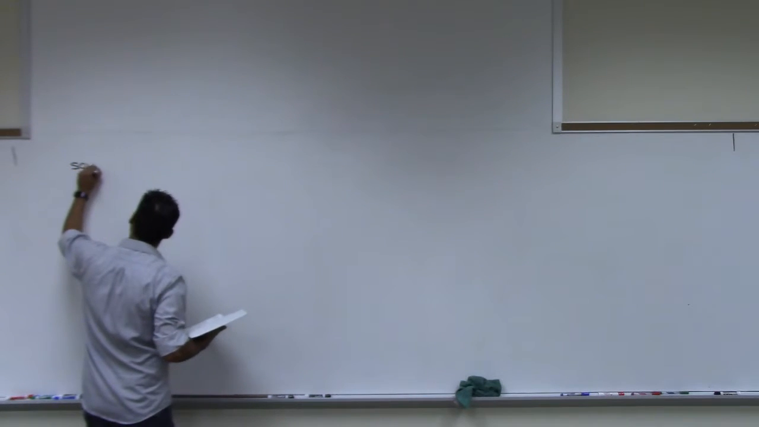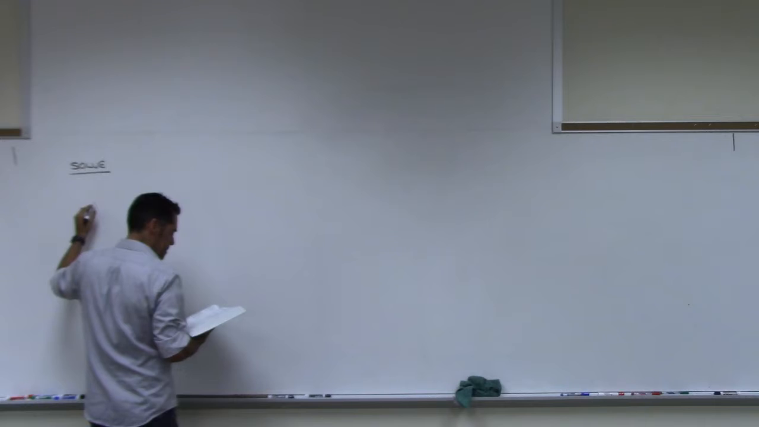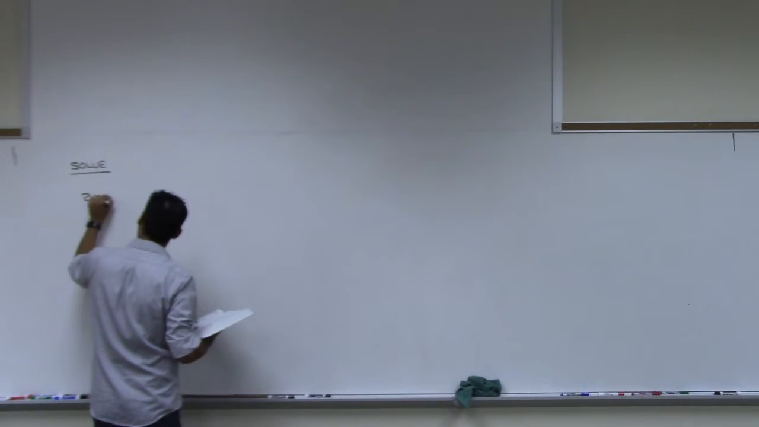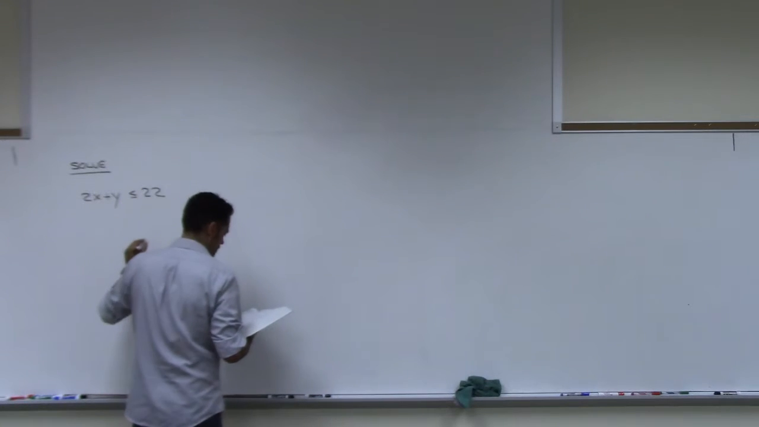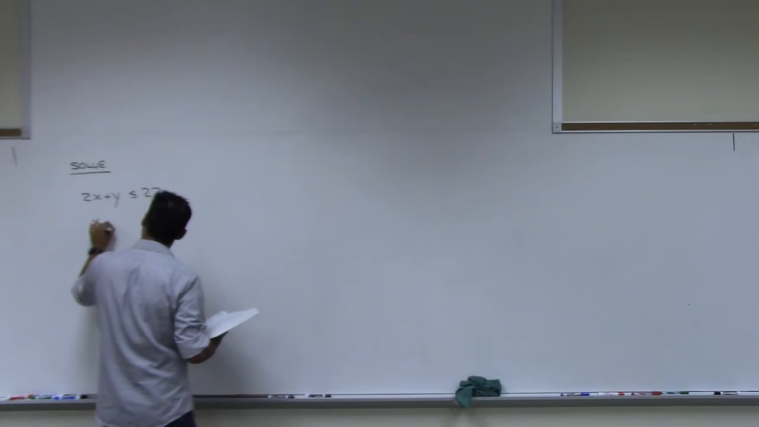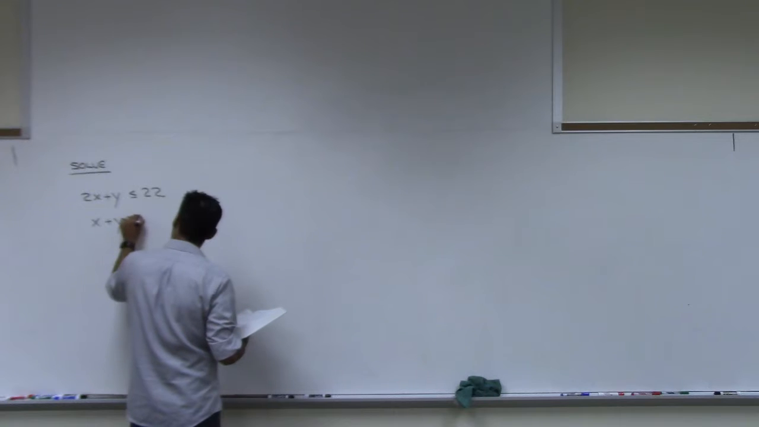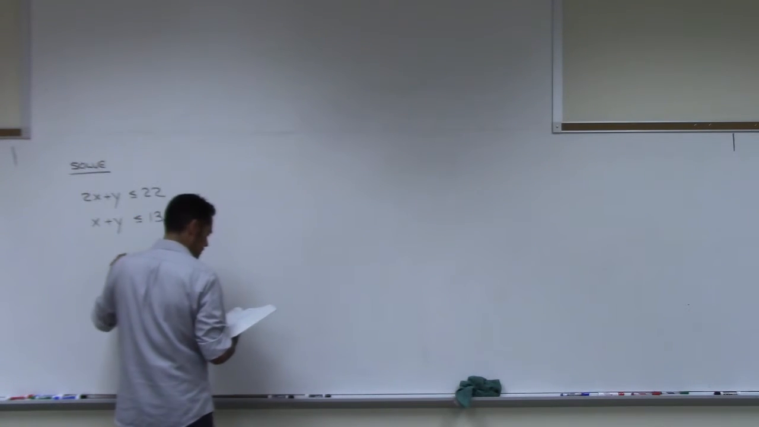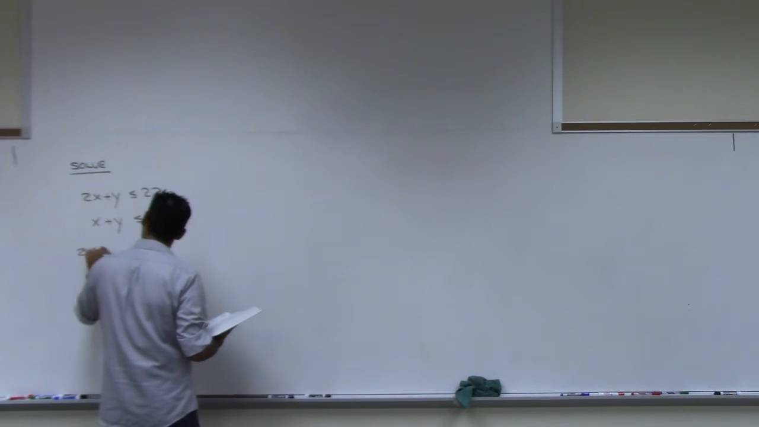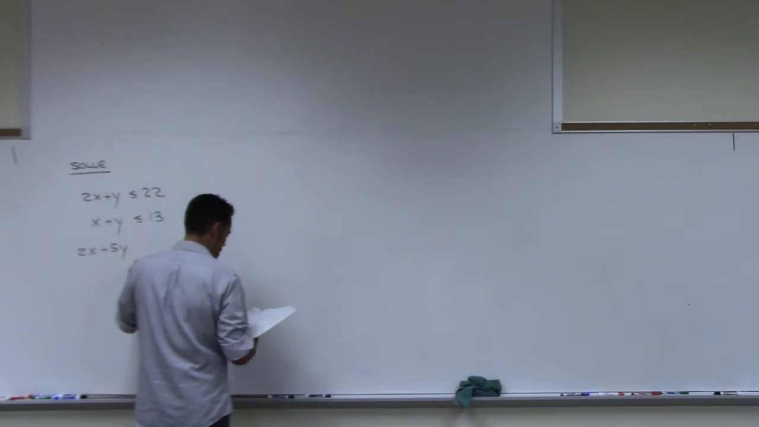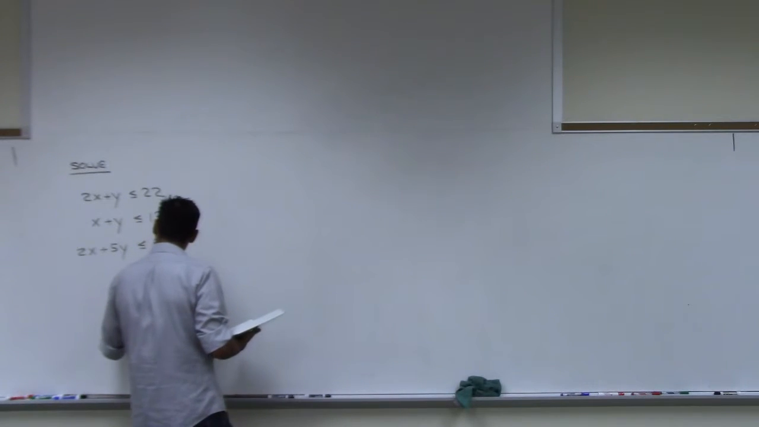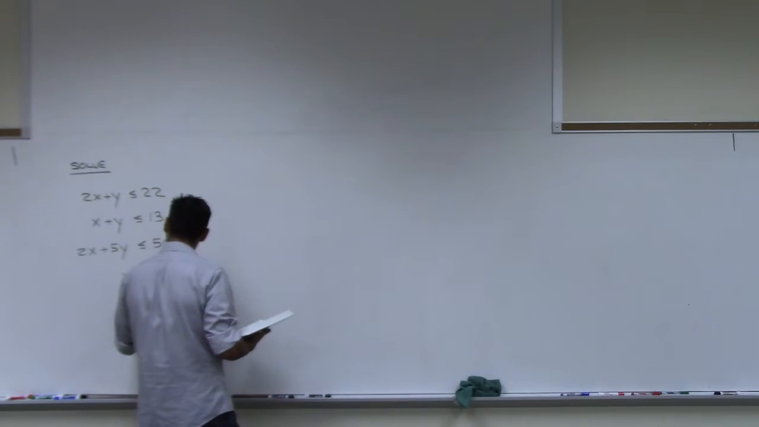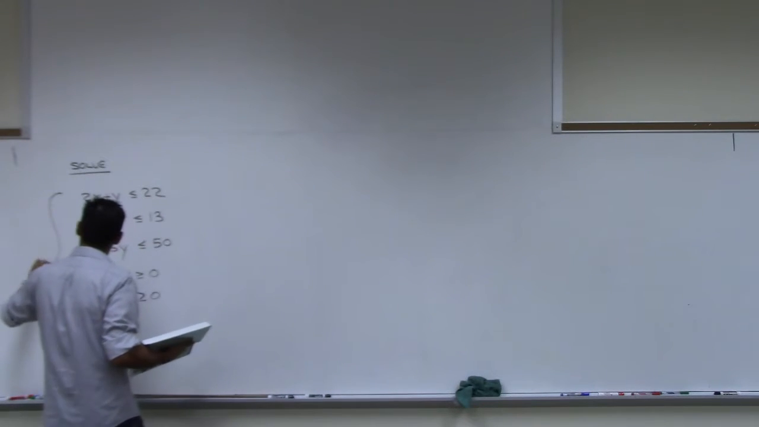Solve. 2x plus y is less than or equal to 22. X plus y is less than or equal to 13. 2x plus 5y is less than or equal to 50. X is greater than or equal to 0, and y is greater than or equal to 0. This is your system.